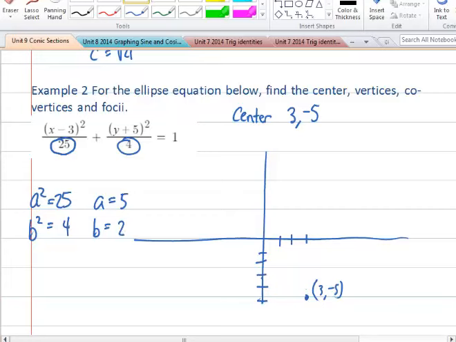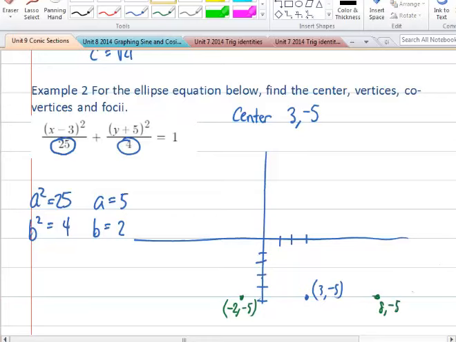So from this center point, I can draw what you could call the boundary points of my ellipse. I'm going to go basically to the right by 5. So I'm going to go out here to 8 comma negative 5. I'm going to go to the left. I've got to go 5 to the left. So that's going to be over here, at negative 2 comma negative 5. And I want to keep this in scale, so I'll probably move this point out a little bit more.